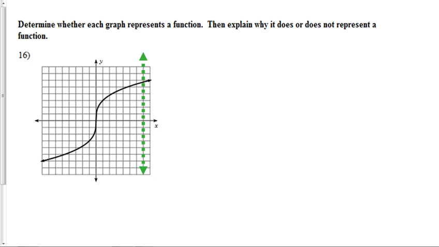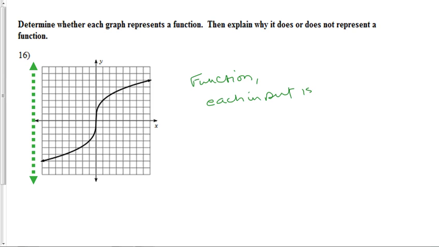So if you notice, the line, the black line, only matches here once, all the way across. So this one is a function. And it's a function for exactly the same reason. Each input is matched with exactly one output.